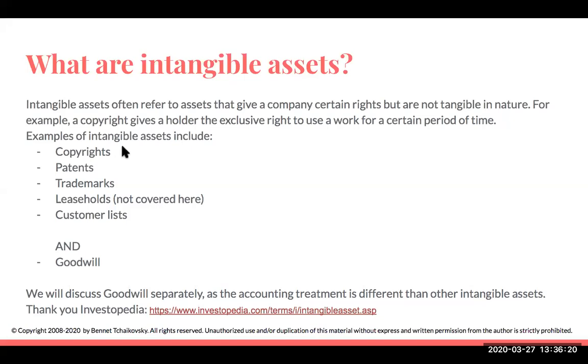Some examples of intangible assets include copyrights, patents, and trademarks. These are what we really call intellectual property. And then we have other business type intangible assets, which are mainly leaseholds. We are not going to be covering the accounting for leases here. And customer lists. The last type of intangible asset is goodwill, and we're going to look at goodwill separately, mainly because the accounting treatment is different than other intangible assets.